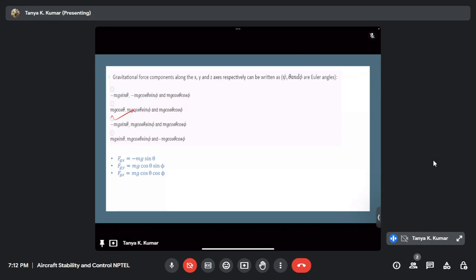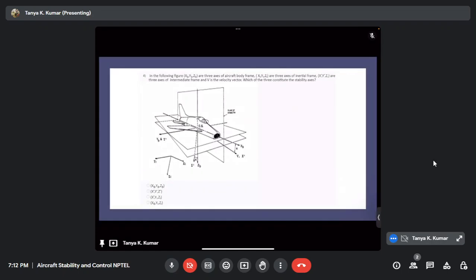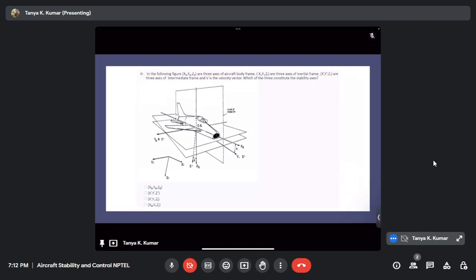Now this is the figure that I'd shown you previously. It's taking some time to load. Okay. In the following figure, xb, yb, zb are the three axes of the aircraft body frame. xi, yi, zi are the axes of the inertial frame. x dash, y dash, z dash are the three axes of the intermediate frame, and v is the velocity vector. Which of these three constitute the stability axis?